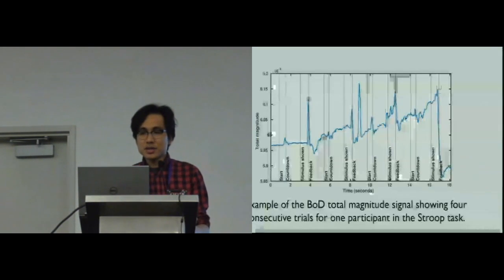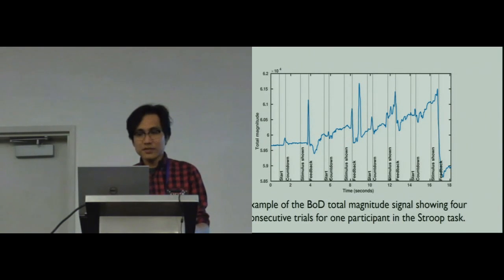All right, shown here is the magnitude of the back-of-device sensor for 4 consecutive Stroop tasks for 1 participant. As you can see here, the total magnitude increased gradually as we showed more stimuli to the user. We also see here that there is a spike in total magnitude, indicating that there are physical changes in the hand grip around this time.